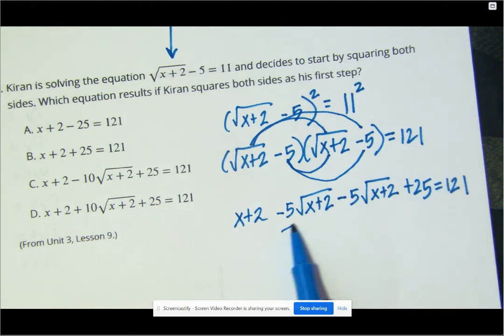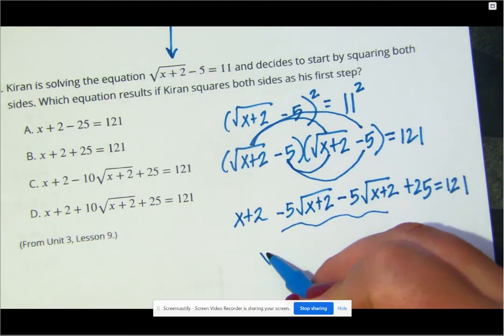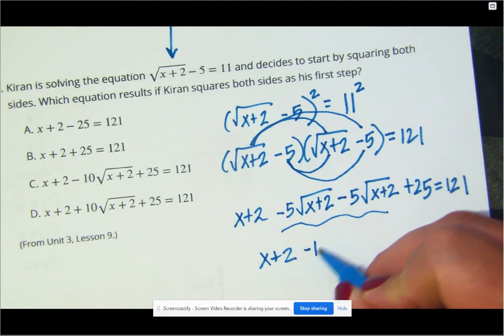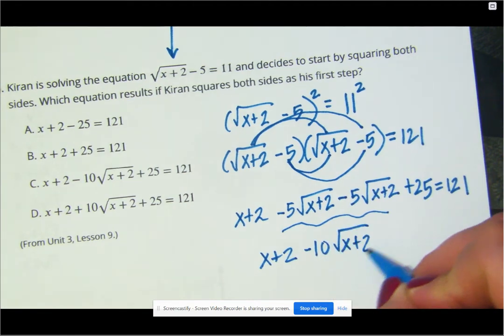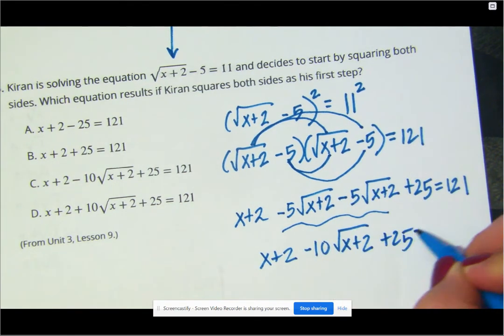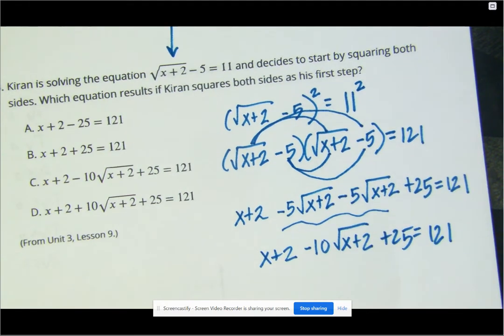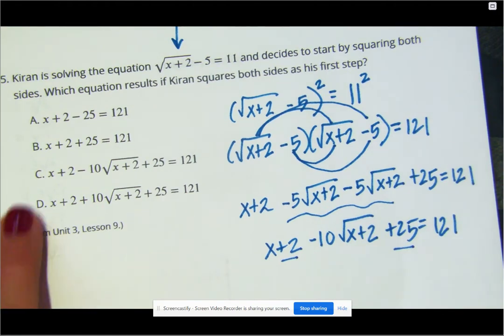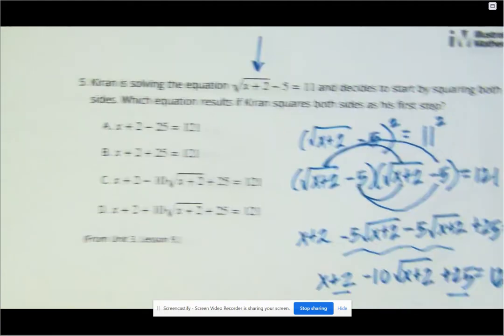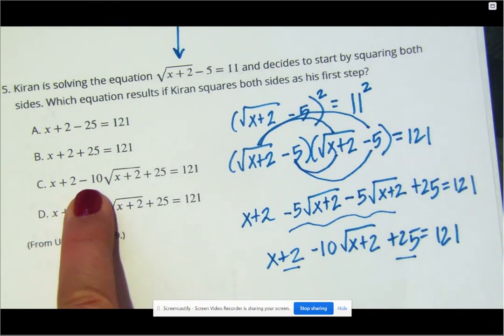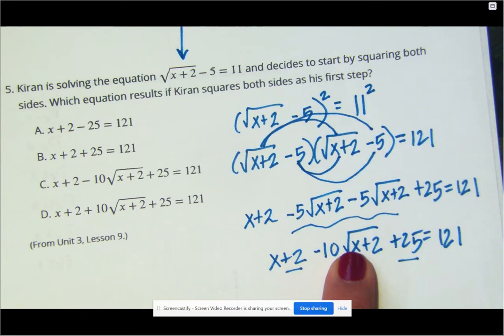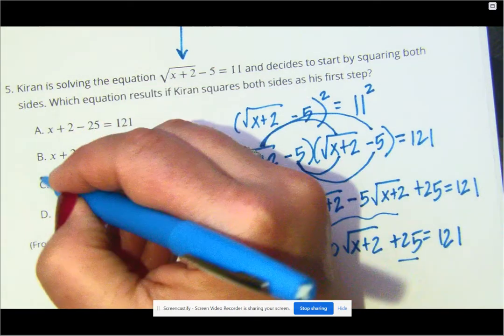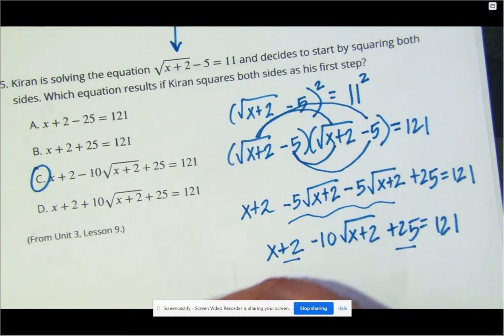Now these two can get put together. So this is x plus 2. That makes negative 10 of those. And technically we would keep cleaning it up. I mean, you could put this 2 and this 25 together, but you can already see, go look over at the answer choices. I think it's C. Look, we've got the x plus 2. We've got the negative 10 x plus 2s and 25. Okay, moral of the story, way quicker.